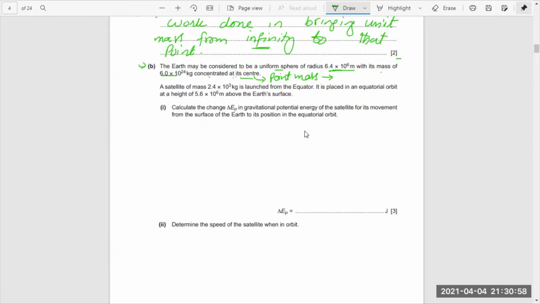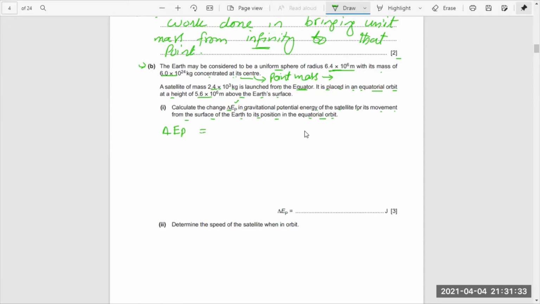So there is a satellite, its mass is also given, launched from the equator. It is placed in an equatorial orbit at a height of this above the Earth's surface. Calculate the change in the potential energy, del EP, in the gravitational potential energy of the satellite for the movement from the Earth surface to the position of the equatorial orbit. One thing is very clear, that we have to talk about the del EP, change in the potential energy.